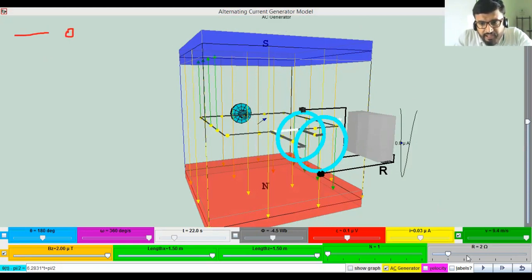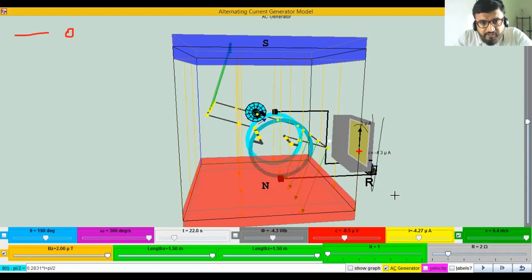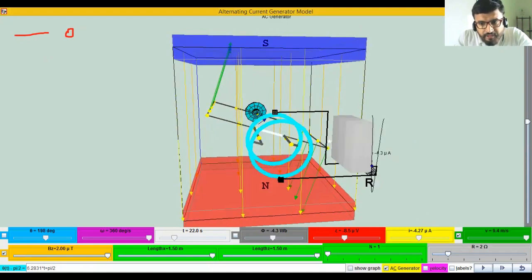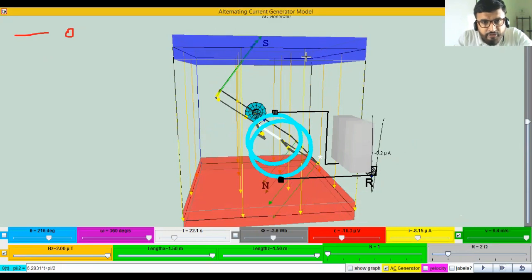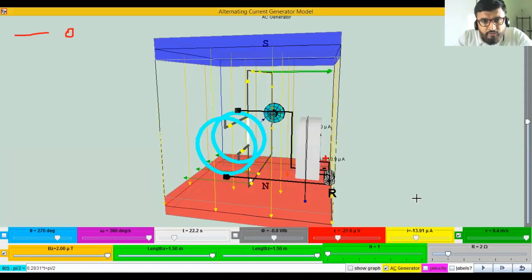Now if we increase the angle of the coil, as you can see, the velocity is making a certain angle with the magnetic lines of forces. And when this angle increases, let me draw the angle for all of the observers. Here we can see the magnetic lines are making an angle with the velocity vector. However, when the angle between the magnetic lines of forces and the velocity increases, the velocity becomes perpendicular to the magnetic field.